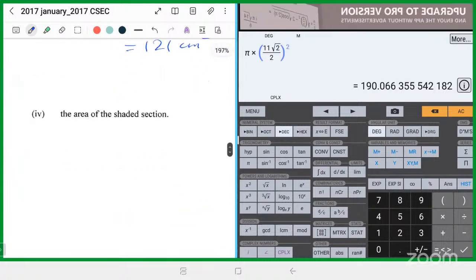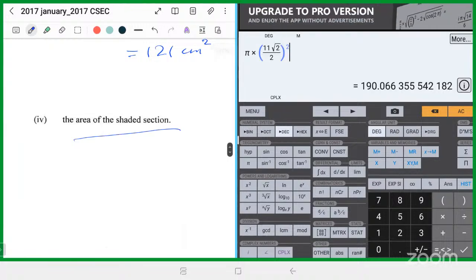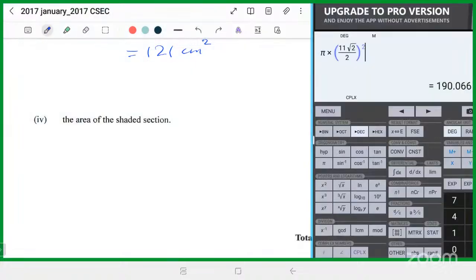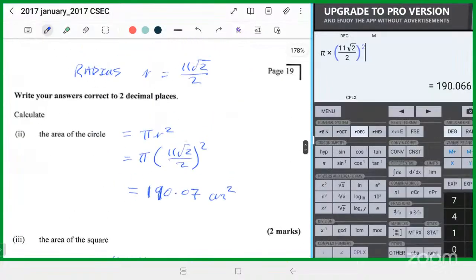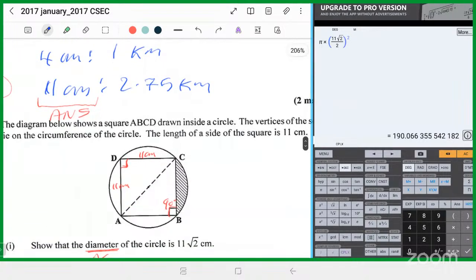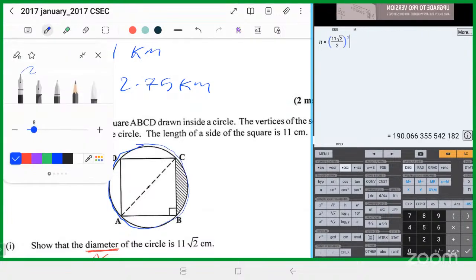The next part now says the area shaded. All right, let's figure this out now. So the area shaded. Let's look at what we have. We have the area of the entire circle, and we have the area of the square.